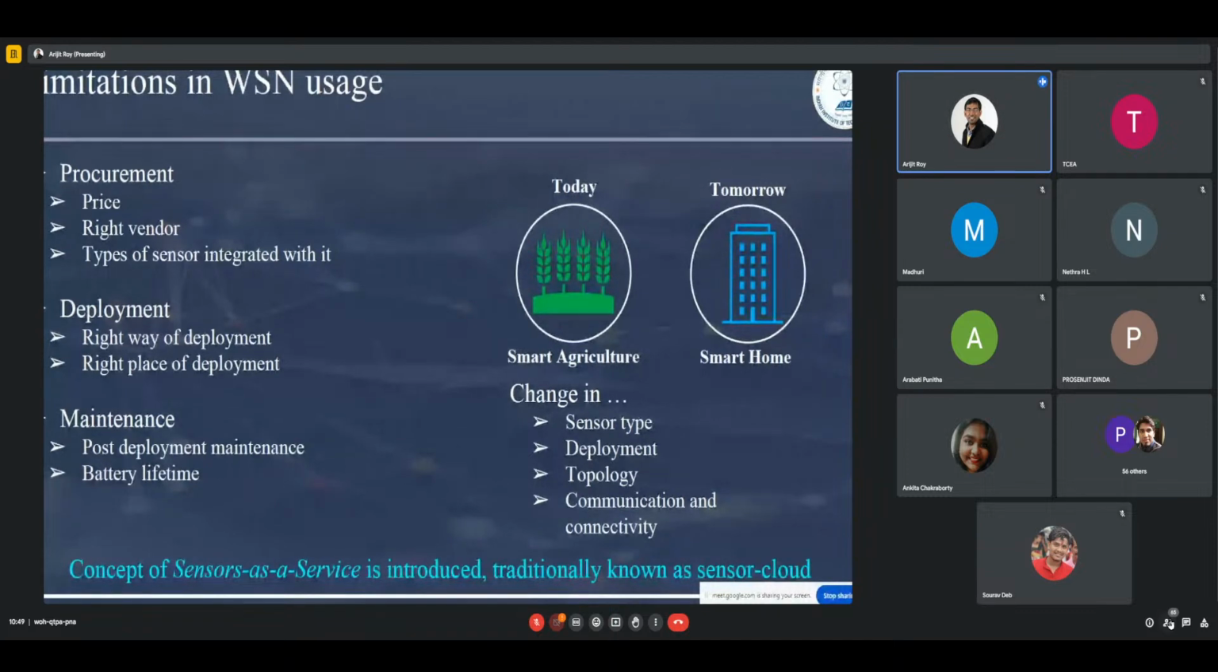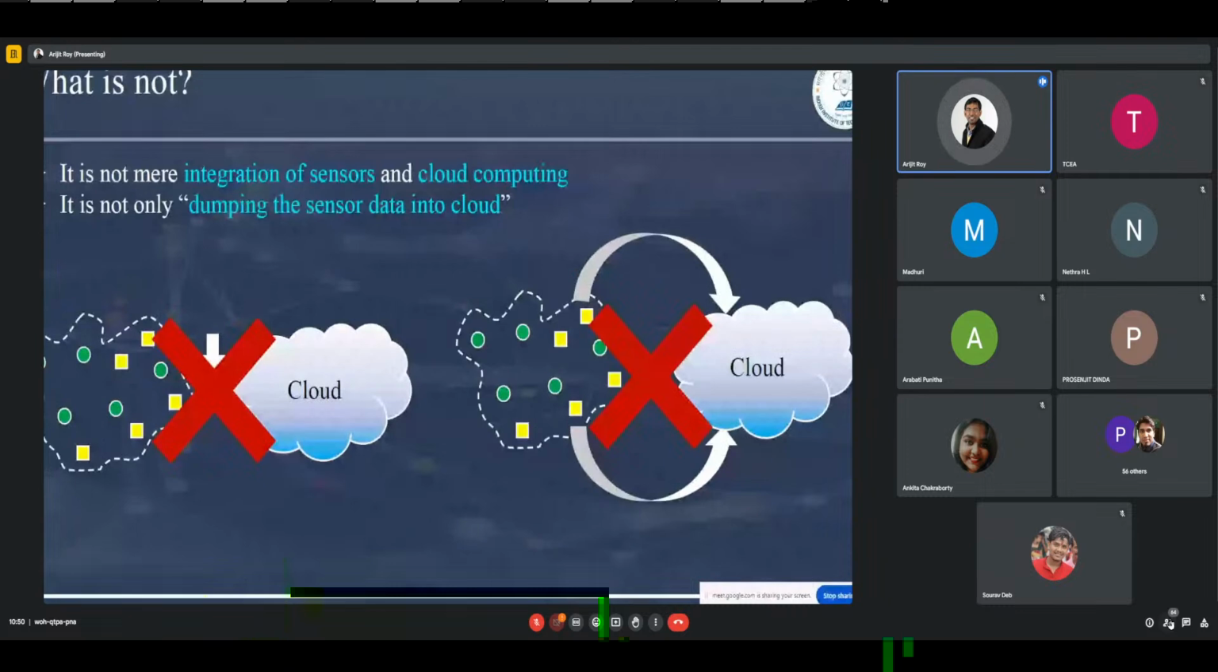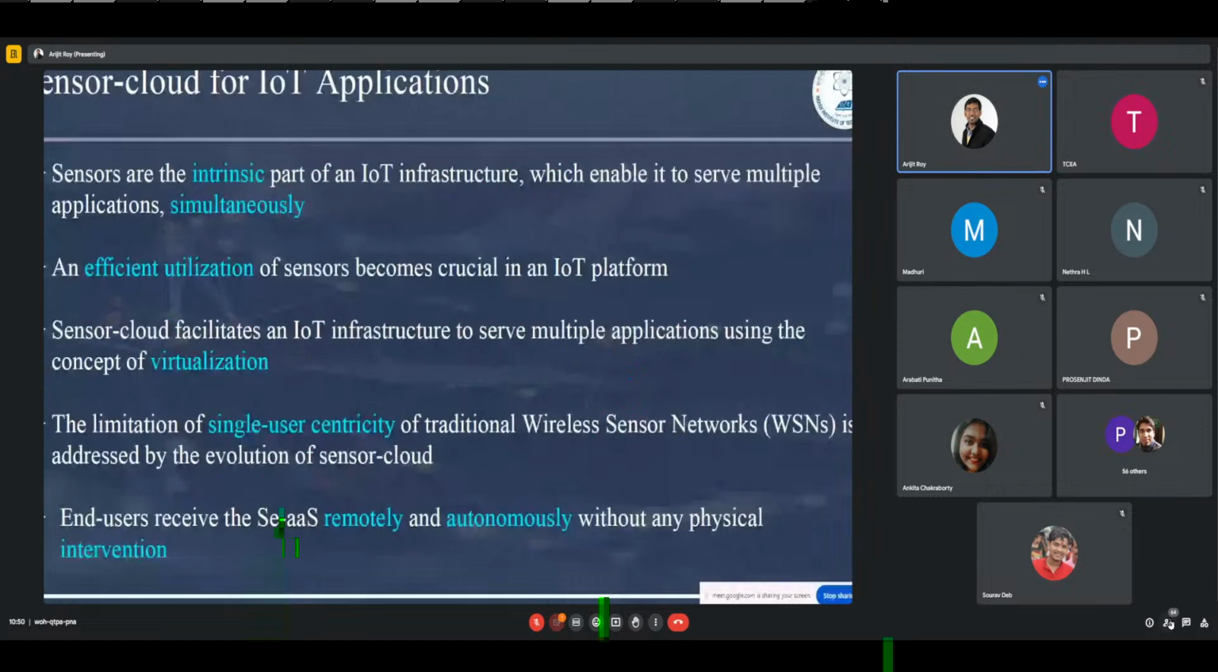Now, in order to address this particular issue, we started working on sensors as a service, or you can say the virtualized sensor node for IoT, virtualization of the sensors for IoT applications. Traditionally, this whole thing is known as sensor cloud. Now, whenever we mention this term, it is not just a simple integration of sensor and cloud, or dumping the data from the sensor to the cloud.